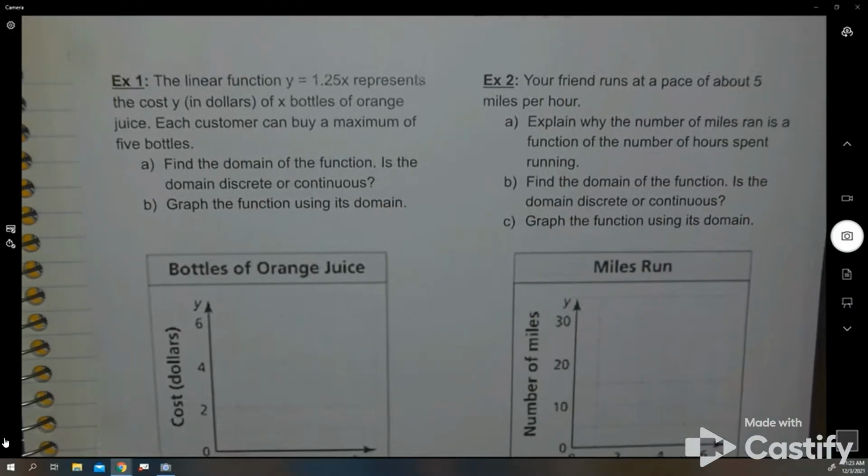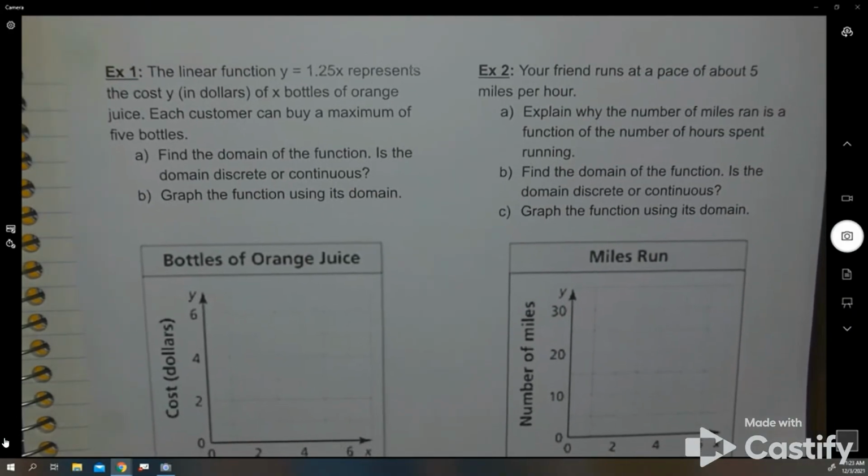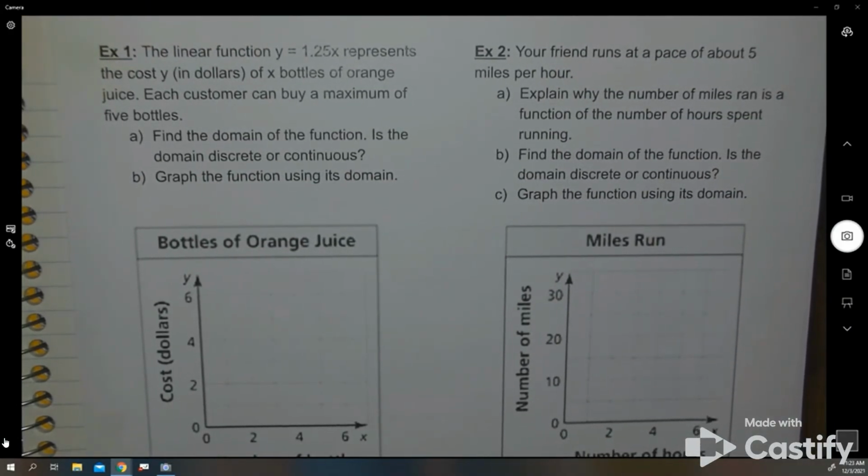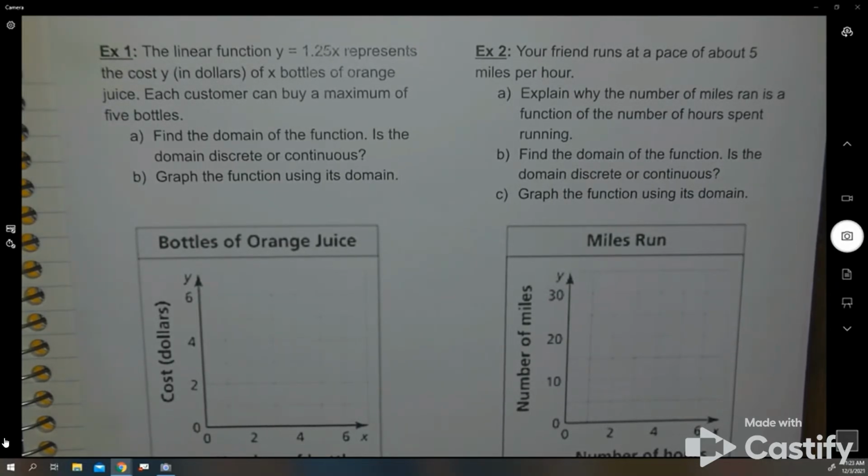So we're going to take a look at example 1. It says the linear function y equals 1.25x represents the cost, y in dollars, of x bottles of orange juice. Each customer can buy a maximum of 5 bottles. We're going to find the domain of the function, decide if it's discrete or continuous, and then graph it using its domain. So what I have to look at first is, what is the domain?